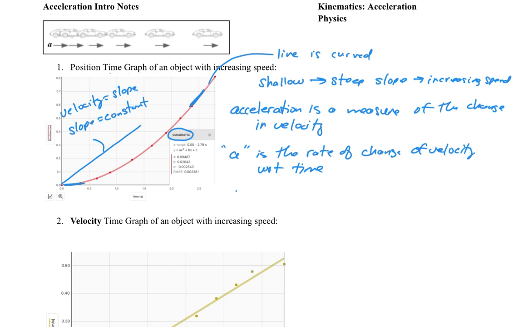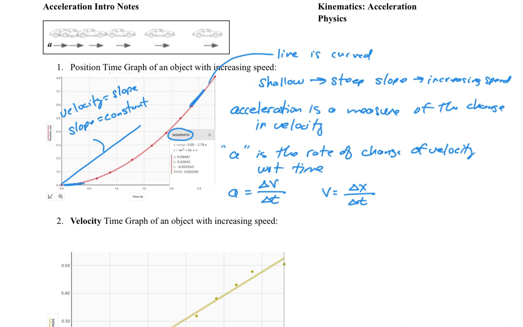So we can define acceleration as the change in velocity over the change in time. Oftentimes, I'll drop that delta t, but we'll leave it in there for now. Recall that velocity is a change in position over a change in time. So they are very different, okay?